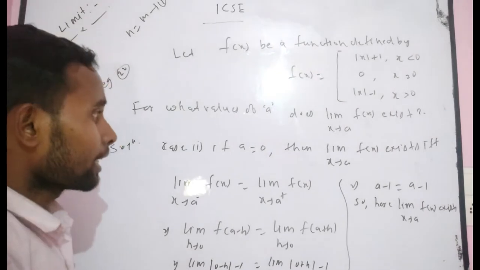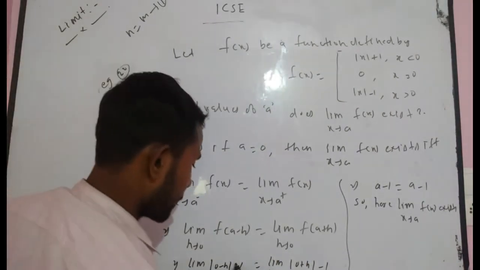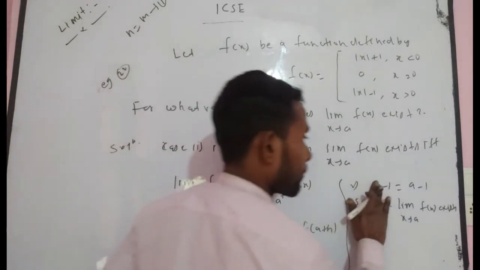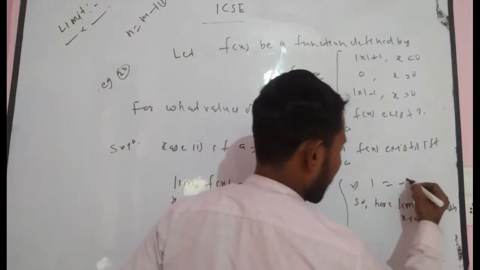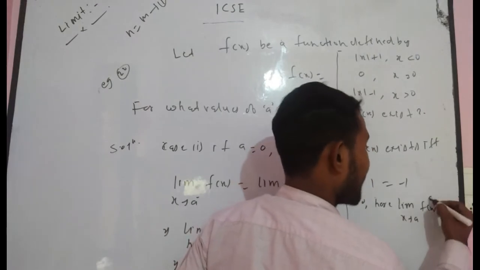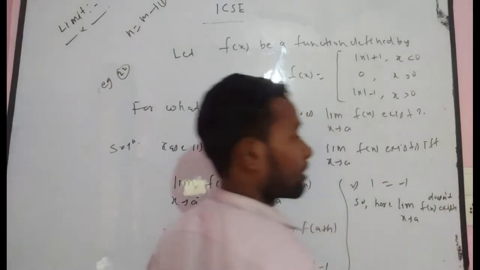Have you understood? If you take slightly greater than 0, sorry, there is plus. Now, if you choose this way, you get what? If you put x is equal to 0, then it will be 1 and it will be minus 1. So here limit x tends to 0 of f(x) doesn't exist. Why? Because LHL and RHL will be different.